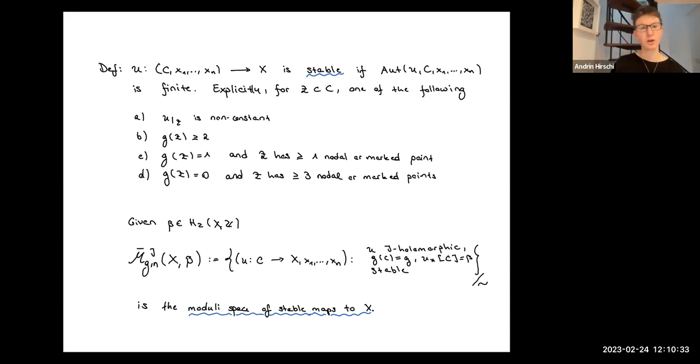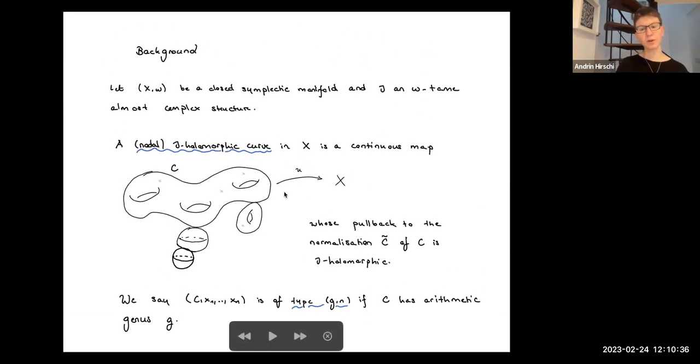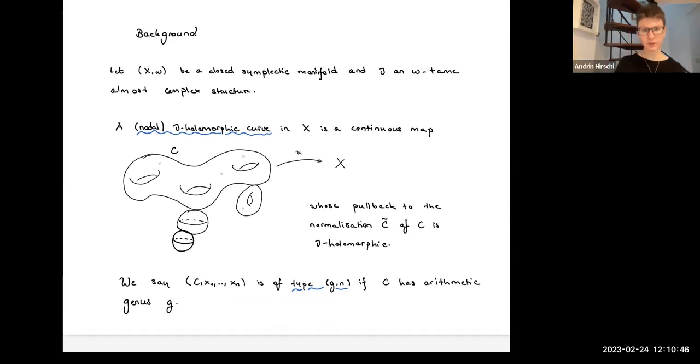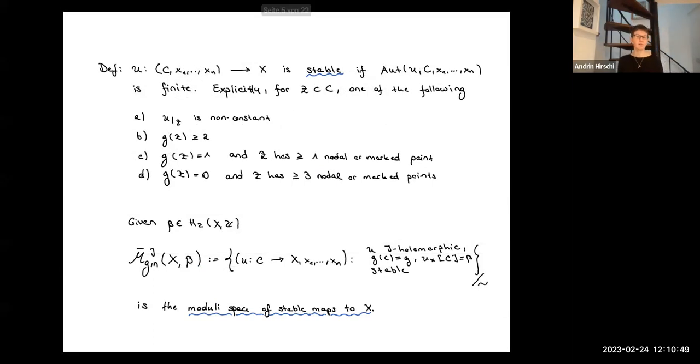In the curve you saw before, this would mean for u to be stable, it would have to be non-constant on both of these spheres, because they don't have enough special points to stabilize them. Now, this is also exactly the same condition you need for the notion of stable curve, where you forget about the map u, or equivalently you just take Z to be a point, in which case the first condition never holds, and you have these three conditions which your curve C with x1 to xn as the marked points has to satisfy.